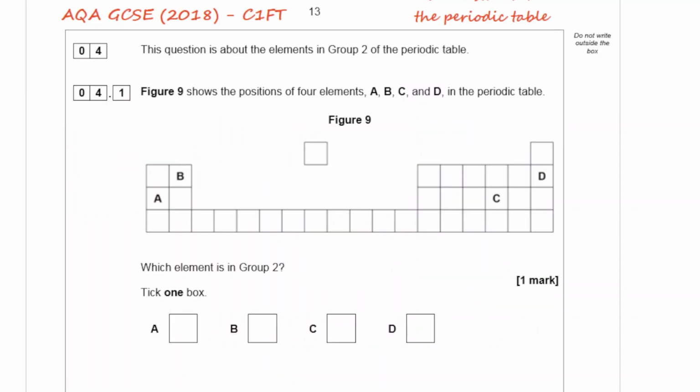This question is about the elements in group 2 of the periodic table. If it's group 2, these are alkaline earth metals. Figure 9 shows the position of 4 elements A, B, C, and D of the periodic table. Which element is in group 2?